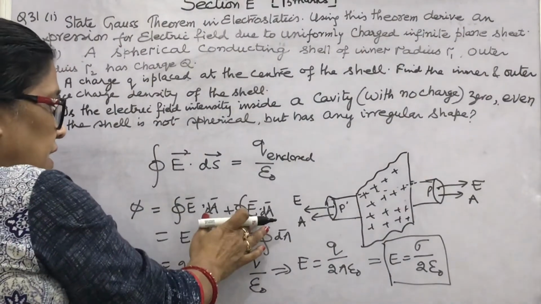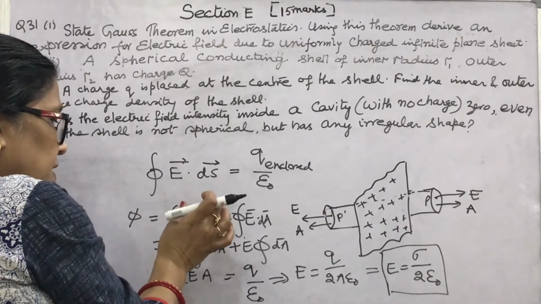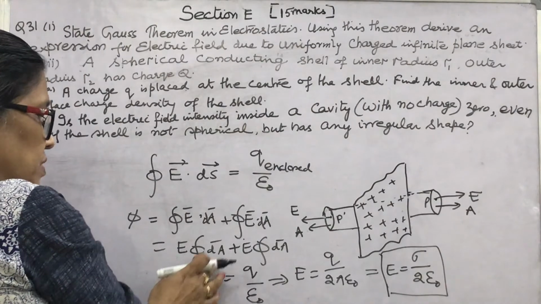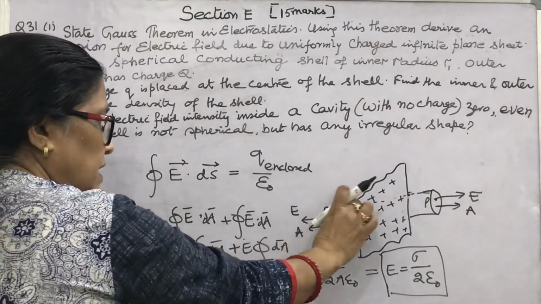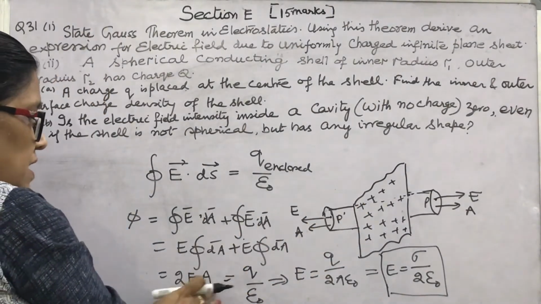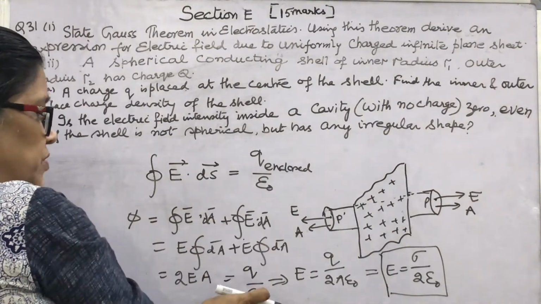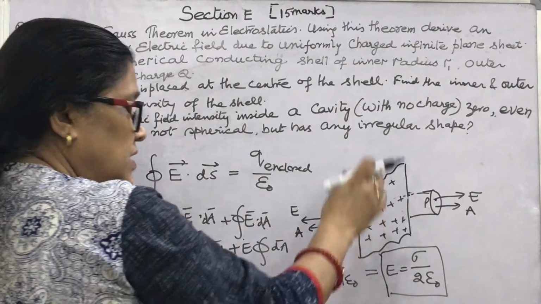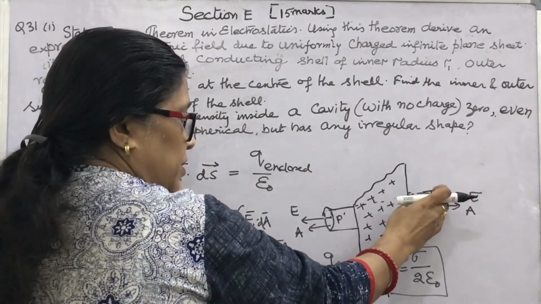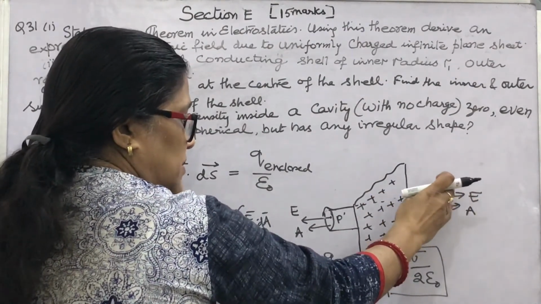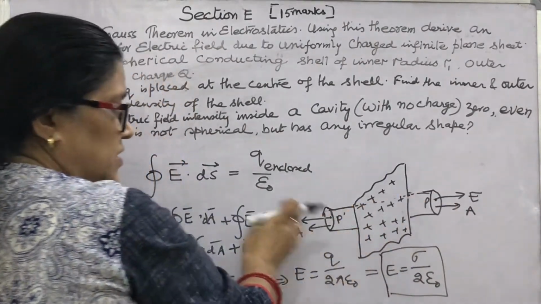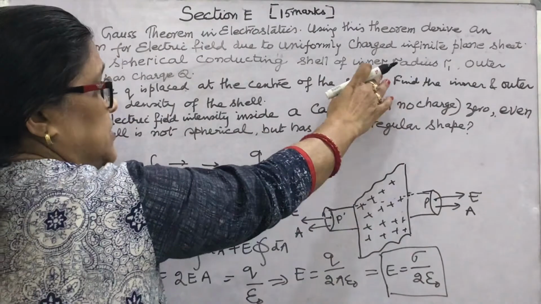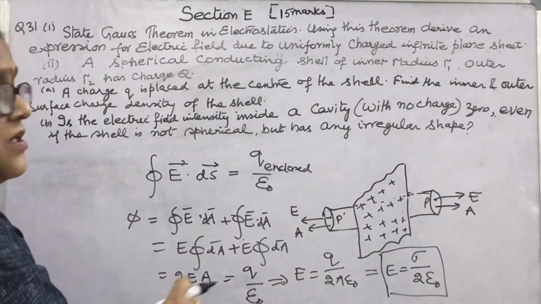E dot dA is EdA, and if you write EA, because dA is the small element area and the total area is A, then as per Gauss theorem it is Q enclosed upon epsilon naught, so this is the magnitude. This electric field is at the point P very near to the charged surface, on this side or on this side. So near the charge sheet, you have derived the expression.